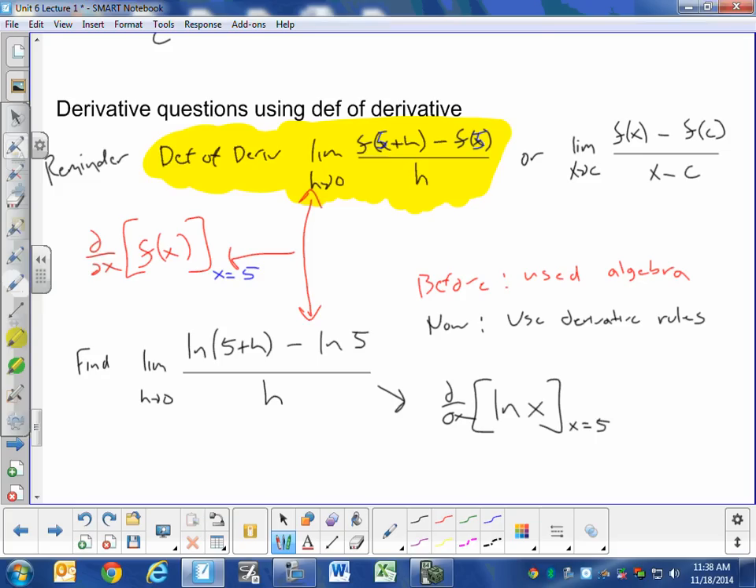You need to be able to tie the two together. So what's the answer? 1 over 5 is correct. The derivative of log is 1 over x. Plug in 5, you get 1 over 5. If you tried to figure this out algebraically, maybe you could. I don't know. I wouldn't know what you would do to even start that.